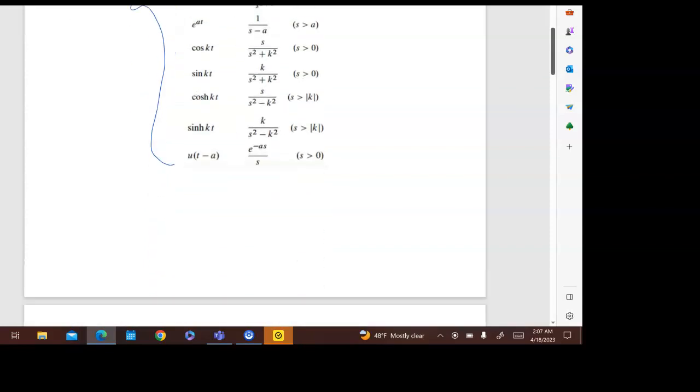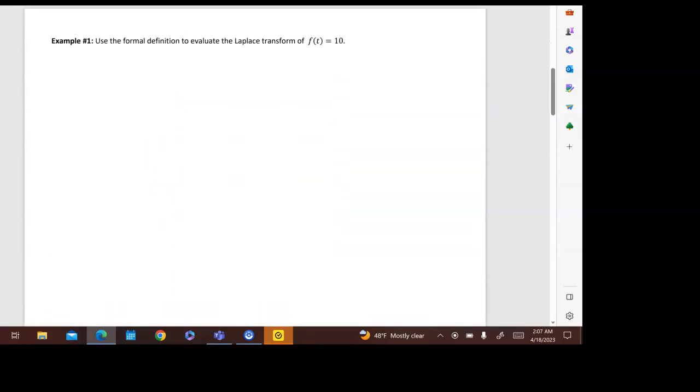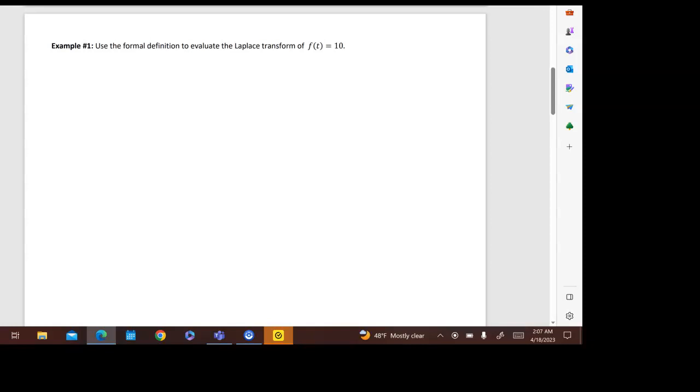So let's take a look at the first problem. On the first problem, they want us to use the formal definition to evaluate the Laplace transform of f of t, which is equal to 10. So by definition, let me just write by definition, the value of F of s is equal to the Laplace transform of f of t, which is equal to the Laplace transform of 10.